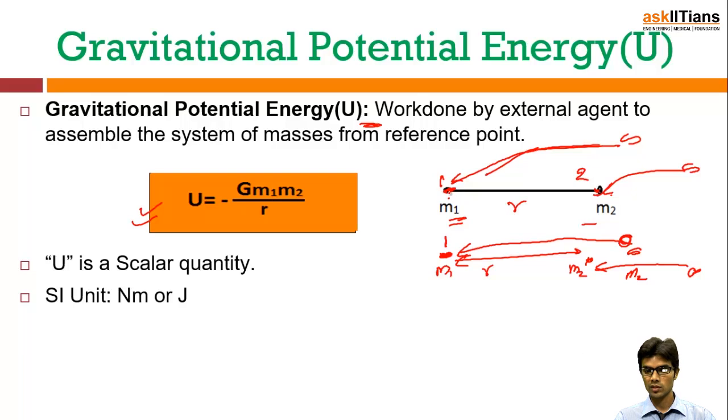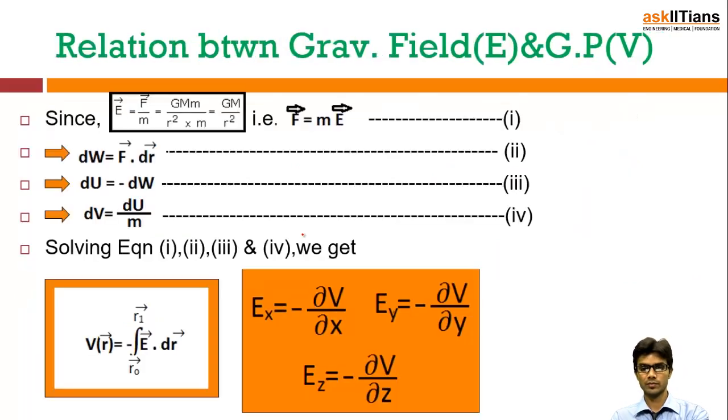r is the distance between the new positions of the masses m1 and m2, and G is the gravitational constant. Gravitational potential energy is a scalar quantity, and the unit is Newton meter or joule, since it is energy. So now let's proceed.